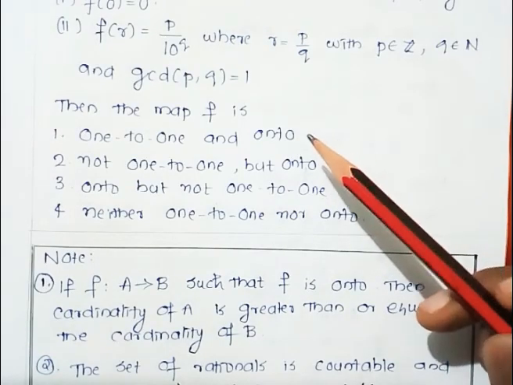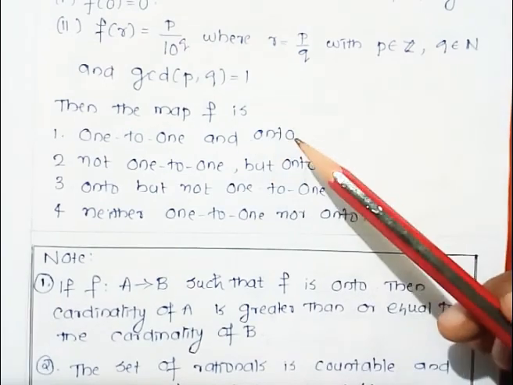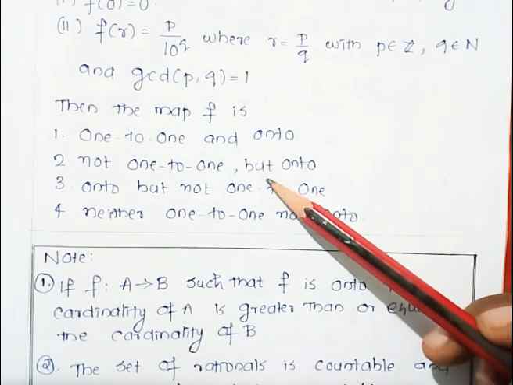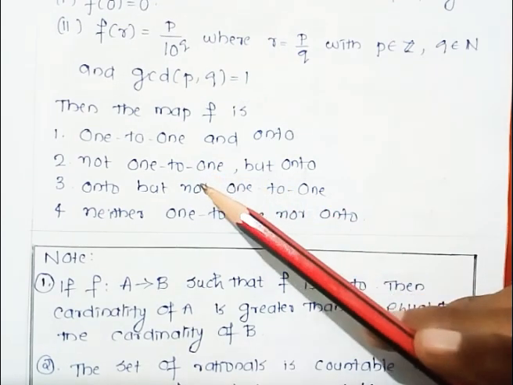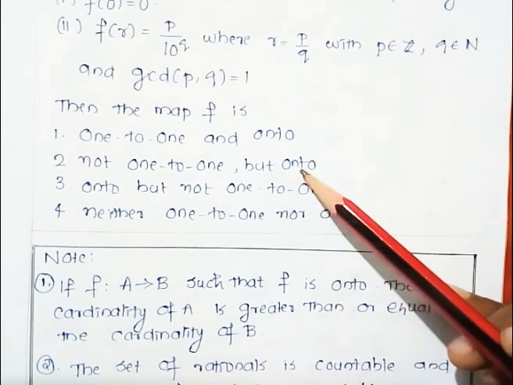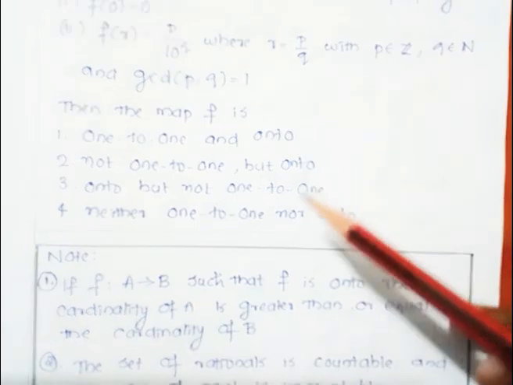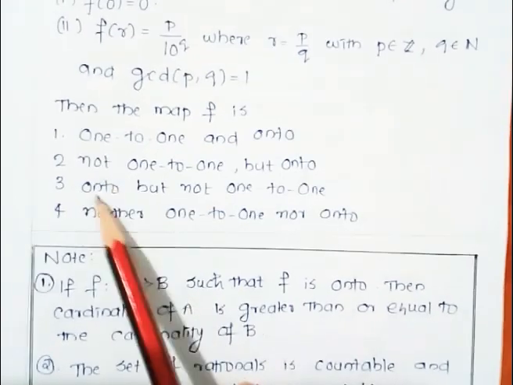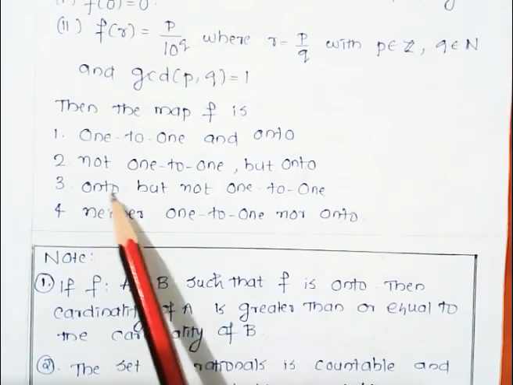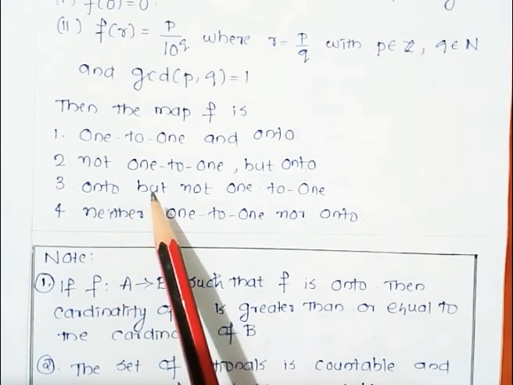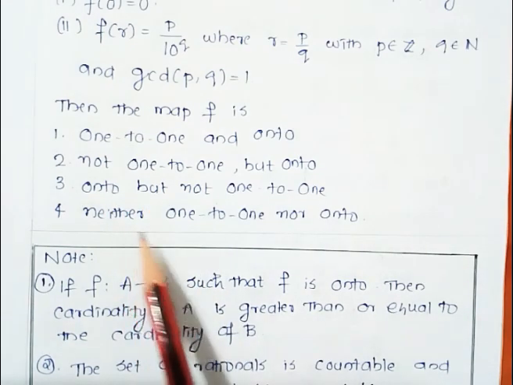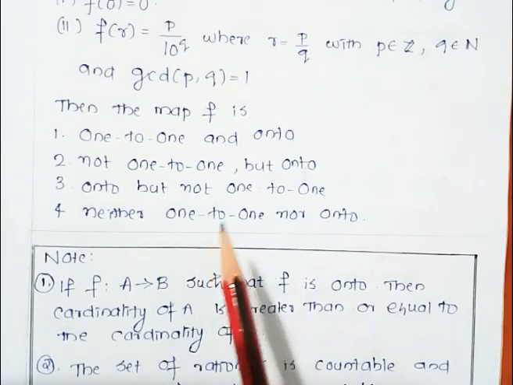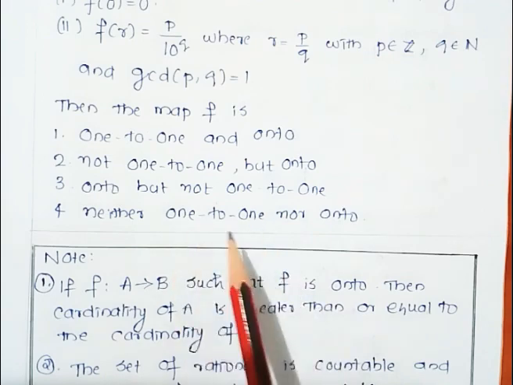Our first option says that f is one-one and onto, but our function is not one-one and not onto, therefore the first option is wrong. The second option says that f is not one-one, which is correct, but that it is onto, but our given function is not onto, therefore the second option is wrong. The third option says onto but not one-one, but our function is not onto, therefore the third option is also false. The fourth option says that f is neither one-one nor onto, and we have arrived at exactly that, so the fourth option is correct.